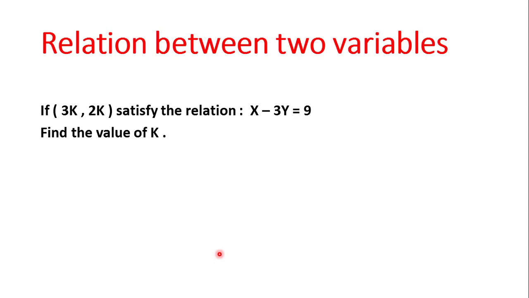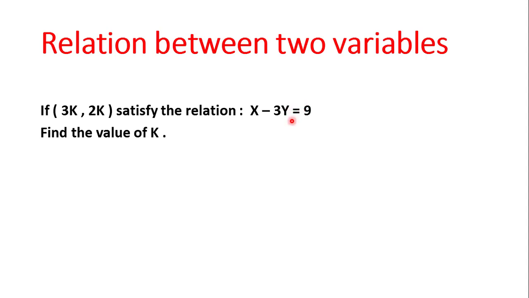Another exercise: if 3k and 2k satisfy the relation x minus 3y equals 9, find the value of k. What do you mean by satisfy the relation? It means if you put 3k instead of x and 2k instead of y, the result will be 9. So the first coordinate is x and the second is y. So I'll remove x and put 3k instead, and I'll remove y and put 2k instead. Then I'll solve the equation to get k.